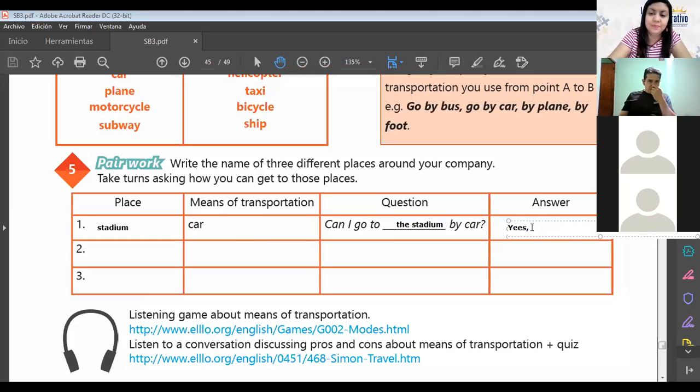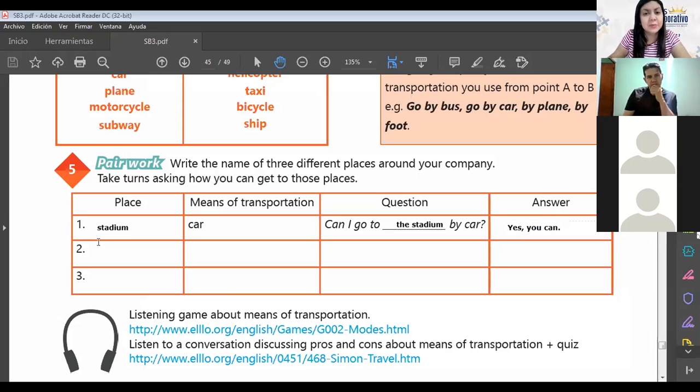Okay. Yes, you can. So you're going to do it with the places around your place of work.